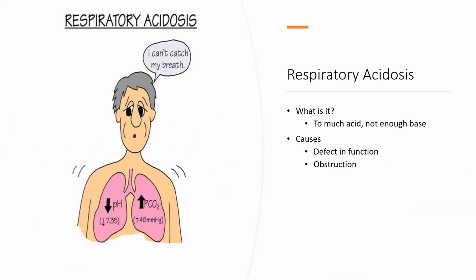So let's first talk about respiratory acidosis. Respiratory acidosis is in the name. It's all about the breathing. So it's acidotic. There's too much acid, not enough base, so the pH is low. So the pH is below 7.35. Now, there's a whole list of things that cause respiratory acidosis, but there are one of two major categories. It's either because there's a defect in function, so the lungs are not functioning like they should, or there's some type of obstruction in the airway, like mucus or a tumor or some sort of thing that's restricting the airway.